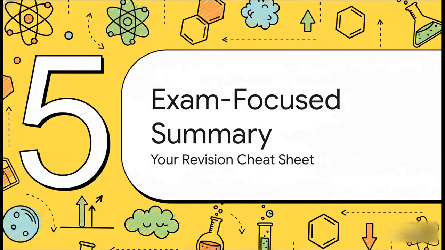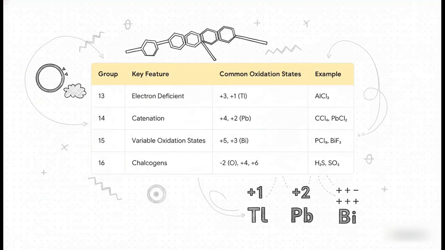All right, we have covered a lot of ground, so let's bring it all home and condense the most important concepts into a single exam-focused summary. This is your revision cheat sheet. This table really ties it all together beautifully. Each group has its defining feature, right? Group 13 is electron deficient, Group 14 is the master of catenation, and hey, this table also includes Group 16, the chalcogens. Think of oxygen and sulfur. They're masters at grabbing 2 electrons, forming the oxides and sulfides that are essential for minerals and for life.